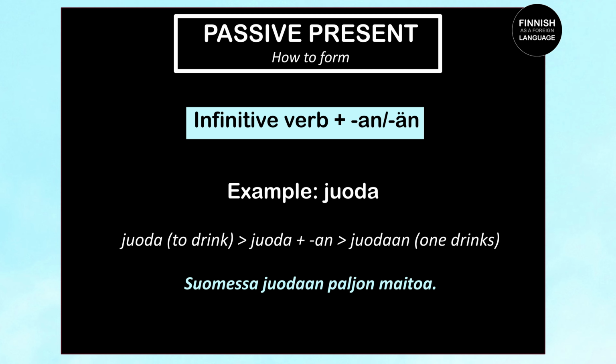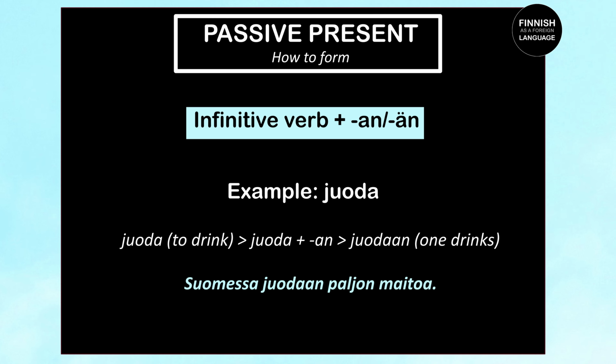Suomessa juodaan paljon maitoa means in Finland one drinks a lot of milk, or a lot of milk is drunk in Finland. Suomessa means in Finland. Juodaan is our passive present. Paljon means much or a lot. And maitoa is the partitive singular of maito, which means milk. Let's repeat. Suomessa juodaan paljon maitoa.